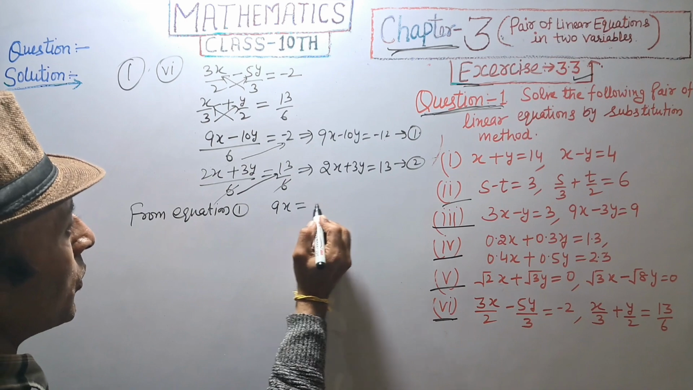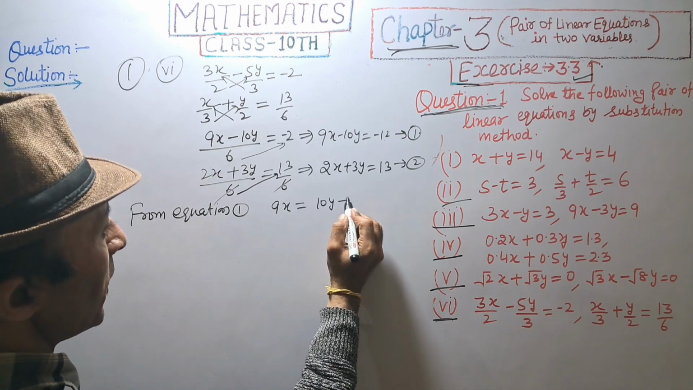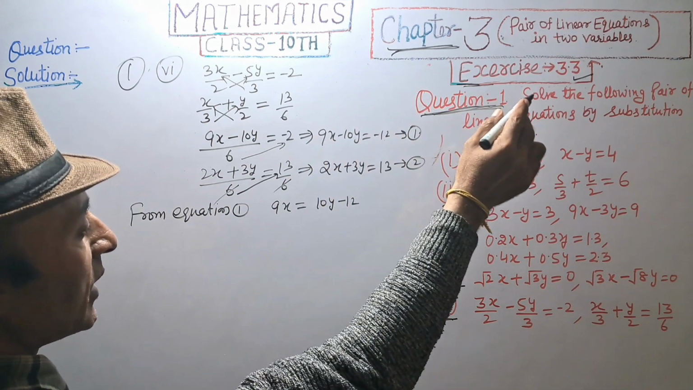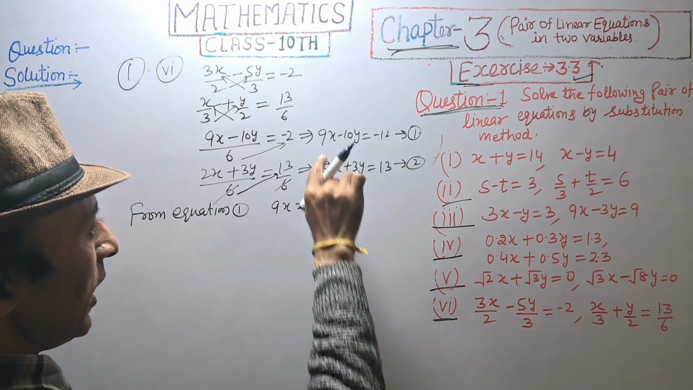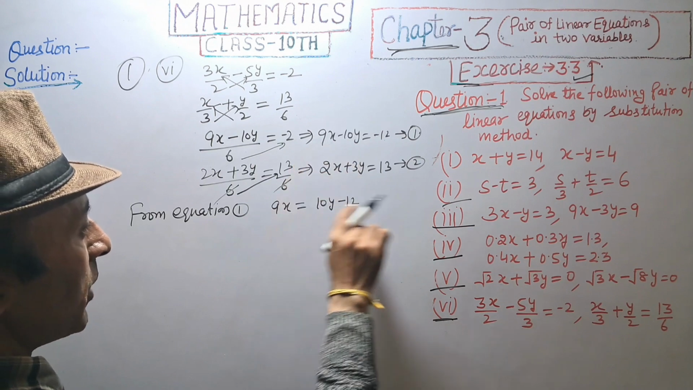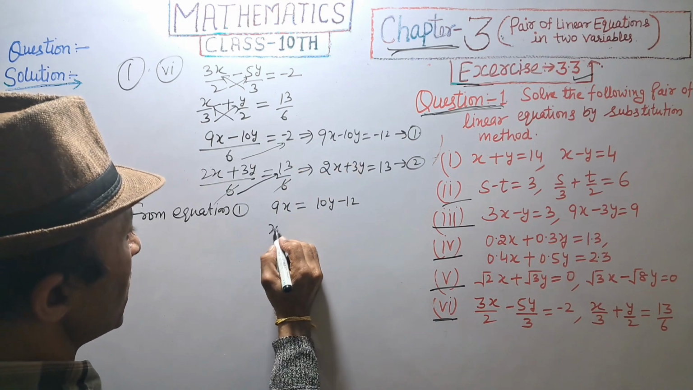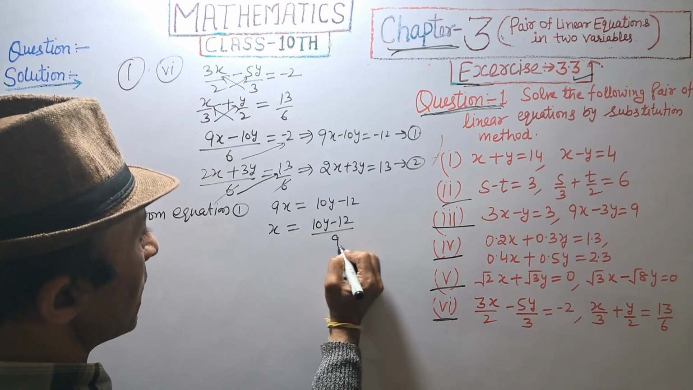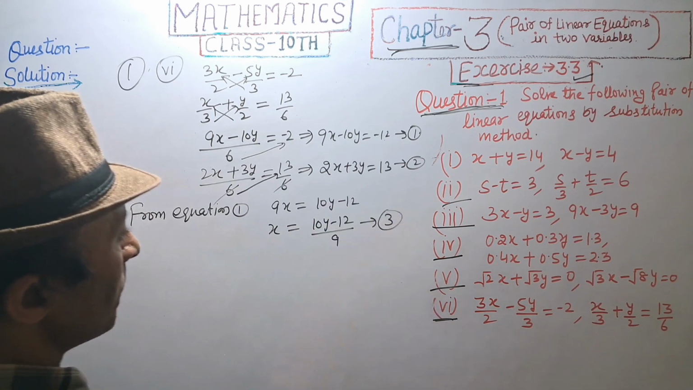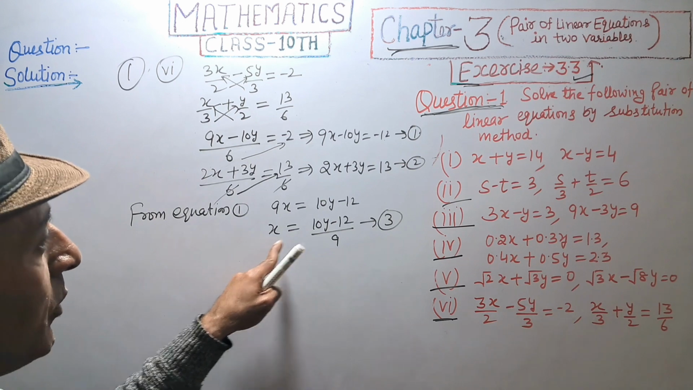9x is equal to 10y minus 12. We are shifting 10y to the right side, that will be positive 10y minus 12 as it is, and 9 multiplied by x is divided on the right-hand side. So we get the value of x equal to 10y minus 12 upon 9. That is equation number third, and we are putting this value in equation number second.